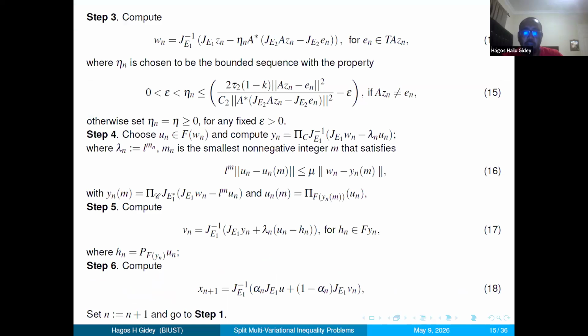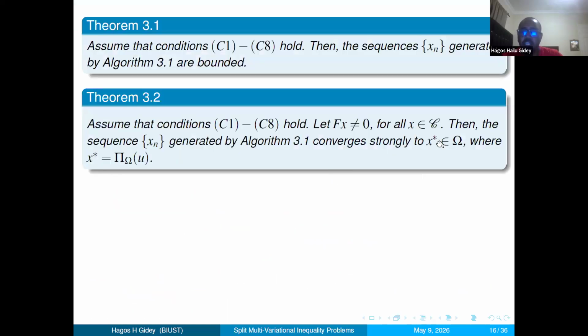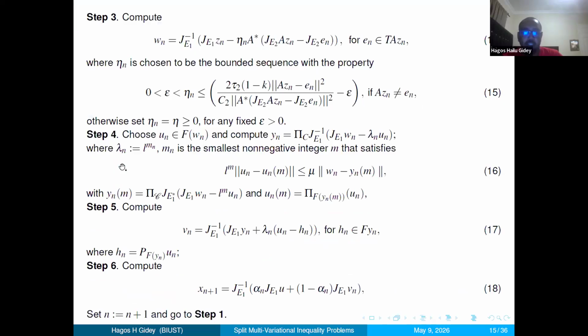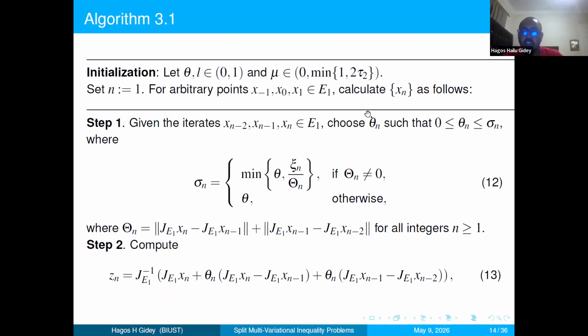That means it converges to x star, which is an element of omega, where this x star is the projection of u to omega. U is any element of E. We can just pick any element.